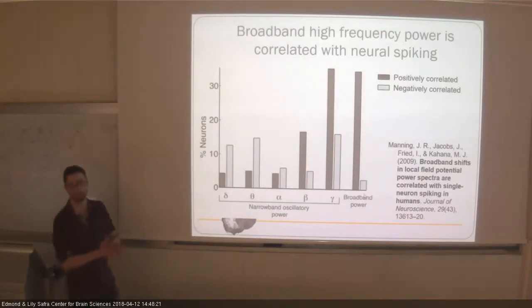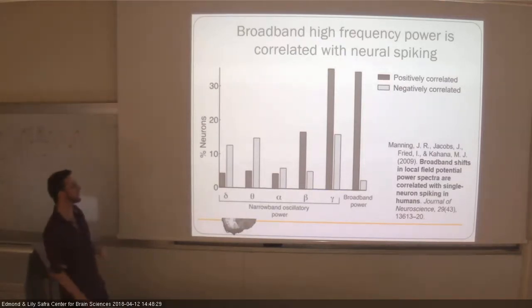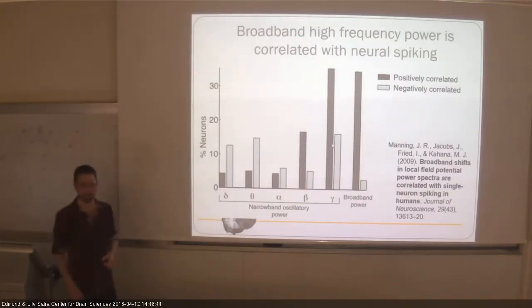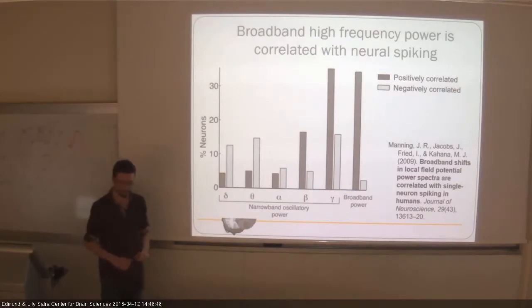So just the global power between, in this case, 2 and 150 hertz, I think. So it differs between studies. And for example, for the gamma band, I think this is between 30 to 80 hertz. Again, there are many neurons that are positively correlated, but there's also a lot of neurons that are negatively correlated with this frequency band. So there are different overlapping phenomena here.